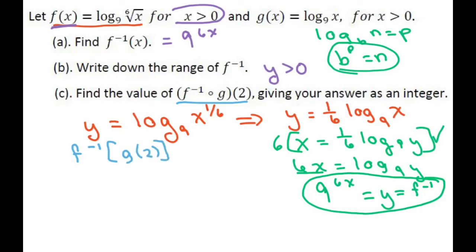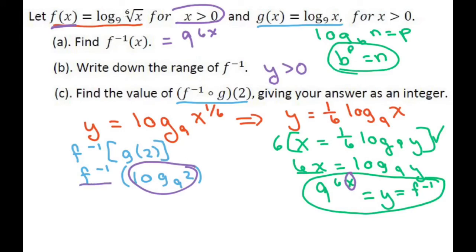So g of 2, I'll use this. This will be f inverse of log base 9 of 2. And so now I'm going to compose that by plugging this into the x here with my f inverse. So my f inverse is going to be 9 to the 6 times my x, which is log base 9 of 2. So 6 log base 9 of 2.